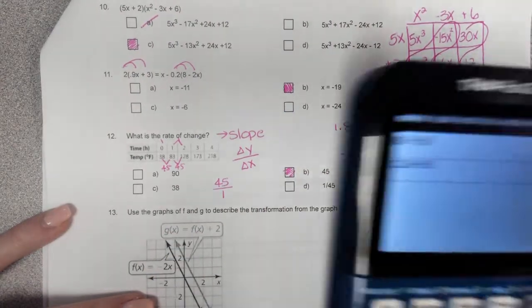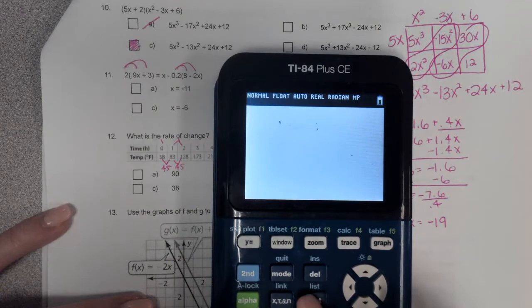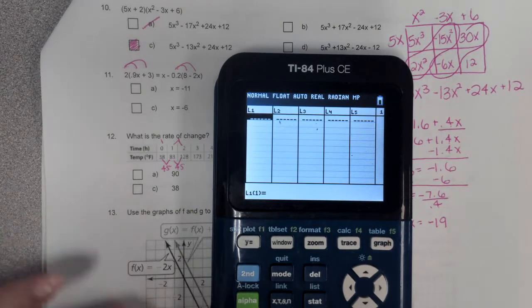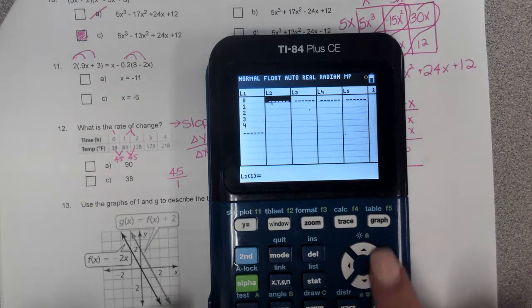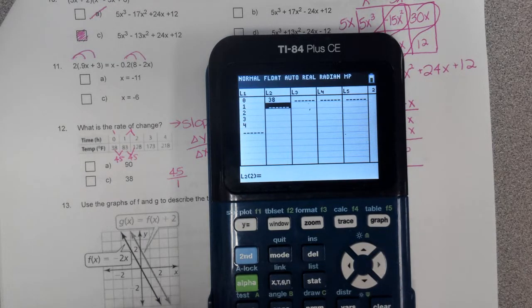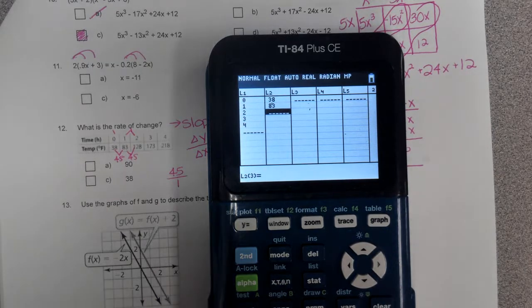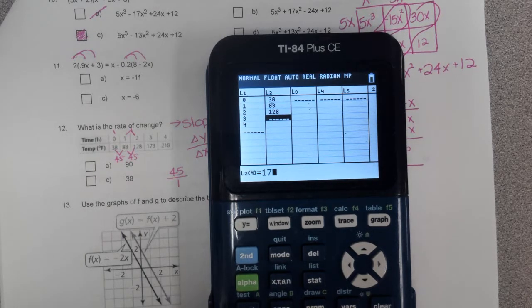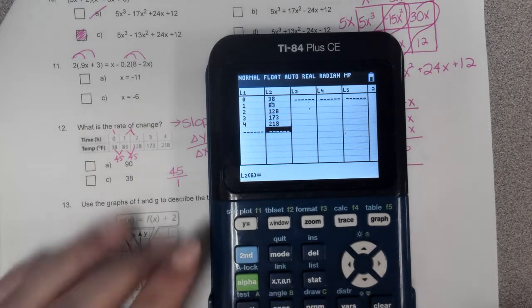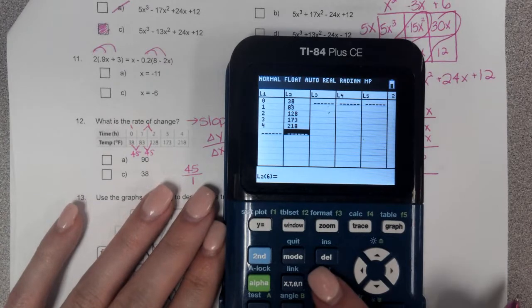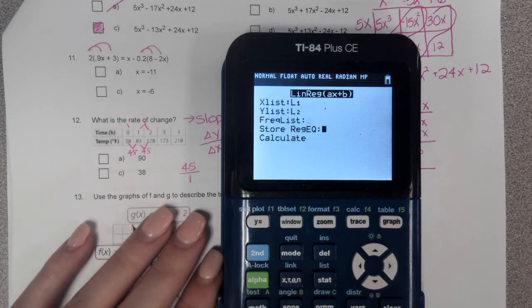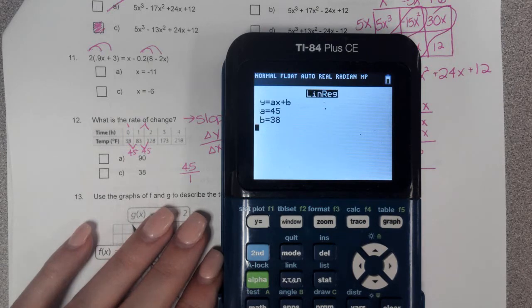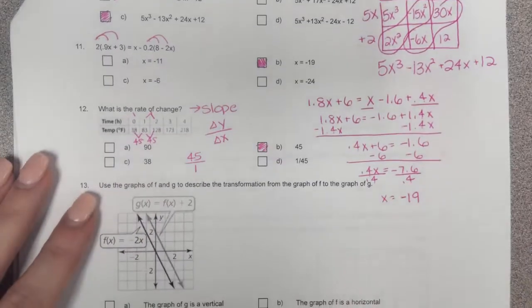But remember, you also have stat. You click stat, edit, and you can type in your points. We have 0, 1, 2, 3, 4. In y2, we have 38, 83, 128, 173, 218. To get the equation, you click stat, write 4, and your slope is that first number, which is 45.